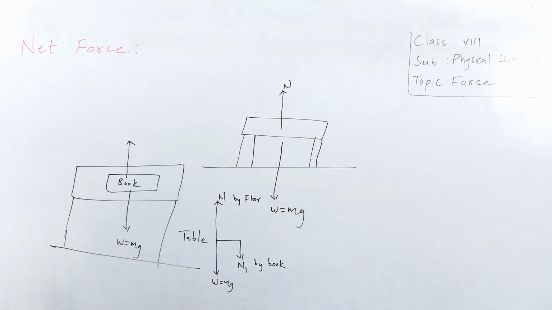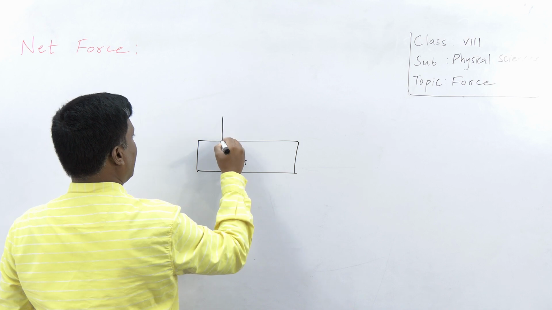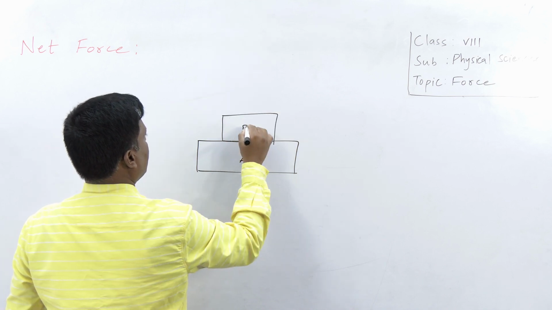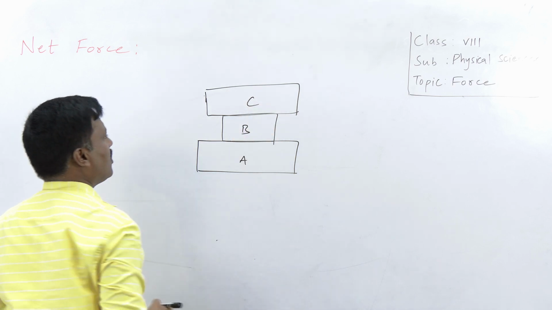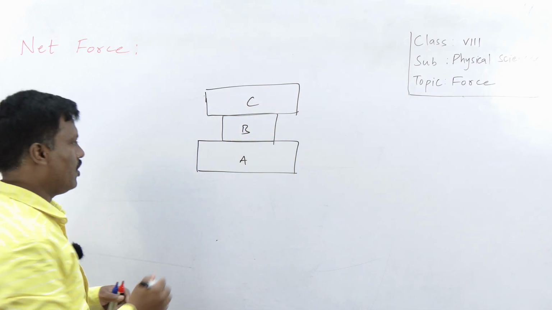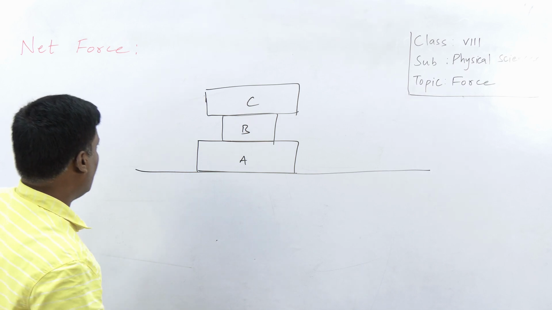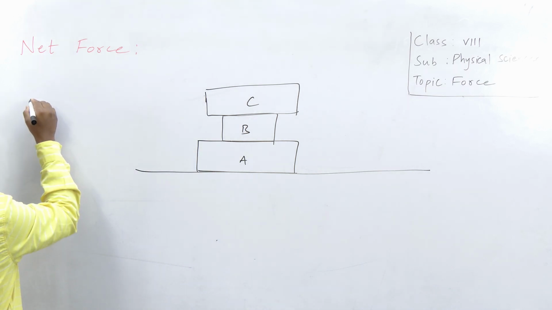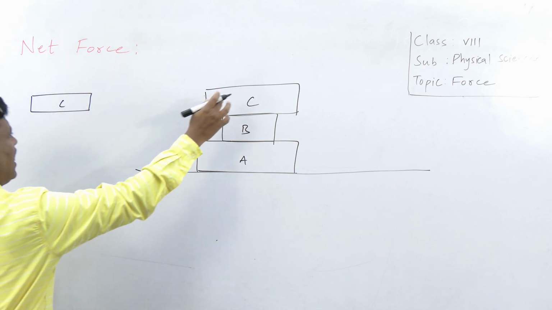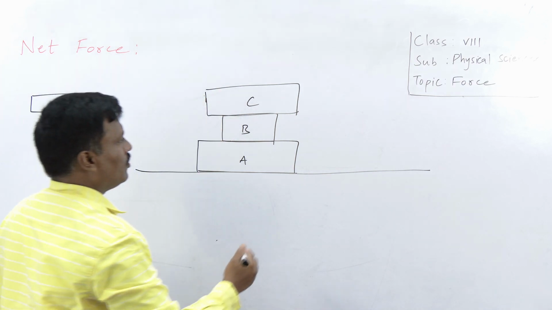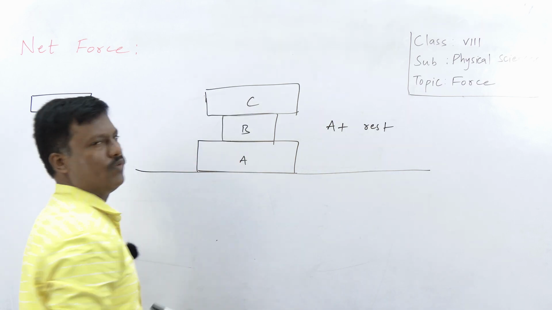I'll explain one more example. I have considered one block. Let's say this is block A, and I placed another block B, and then another block C. In total we have three blocks, and block A is on the floor. Now how many forces are acting on block A? First we will discuss block C. How many forces are acting on block C? The total system is at rest now, not moving.